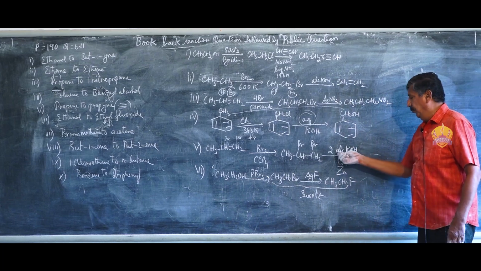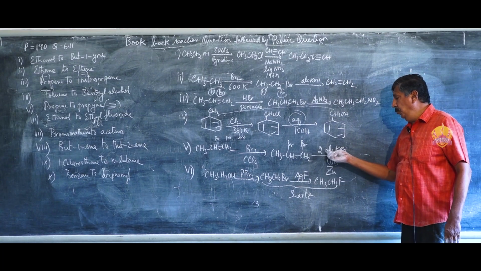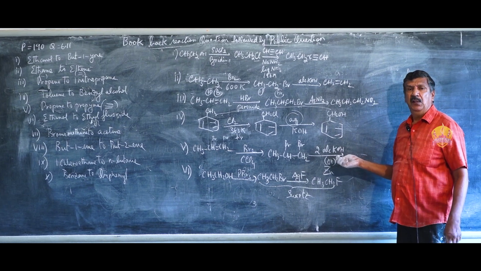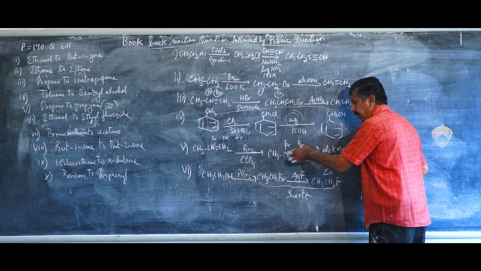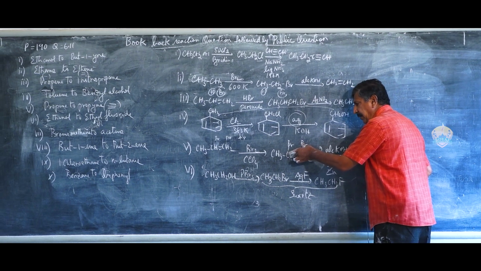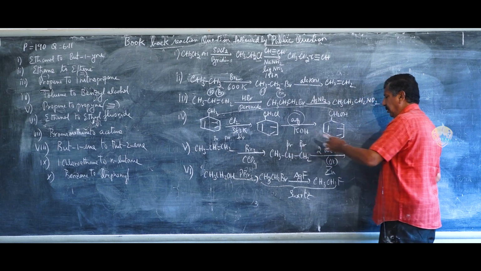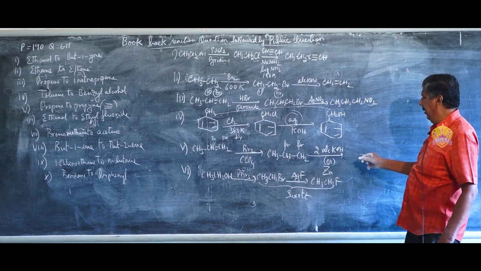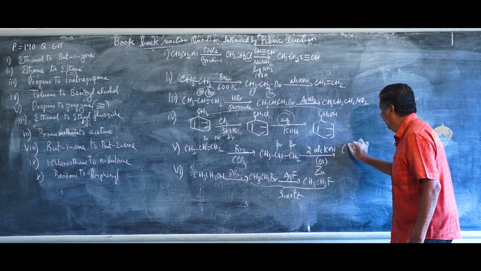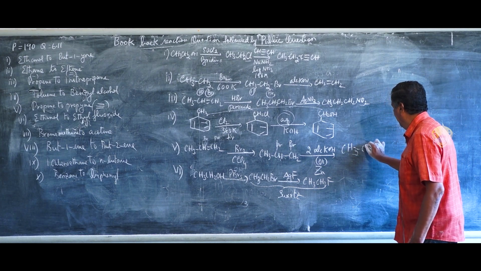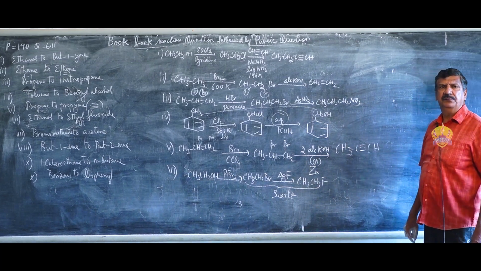Now you can have two options. By adding two alcoholic KOH, one alcoholic KOH removes this HBr and the other alcoholic KOH removes this HBr. So automatically you have a triple bond like this. That's all.